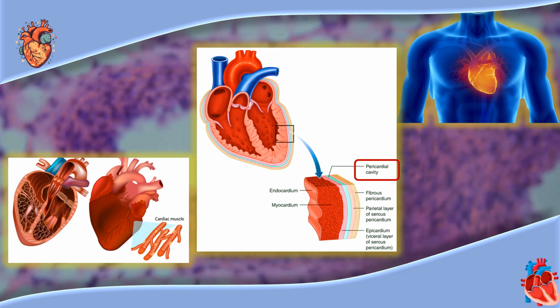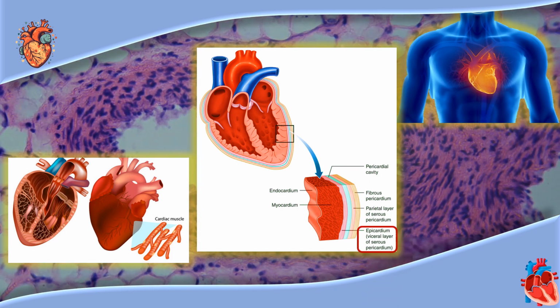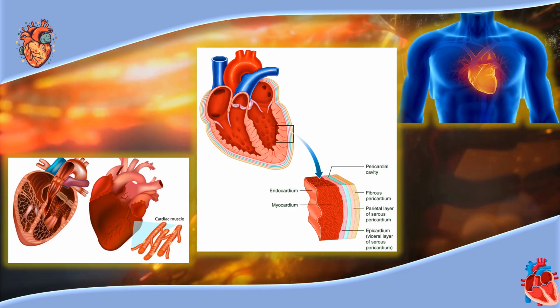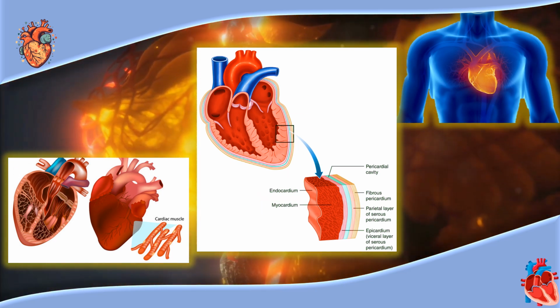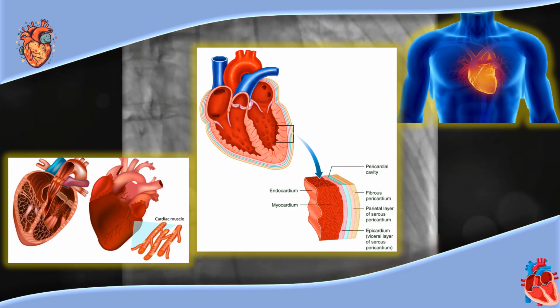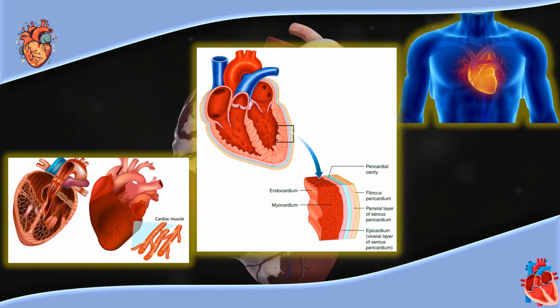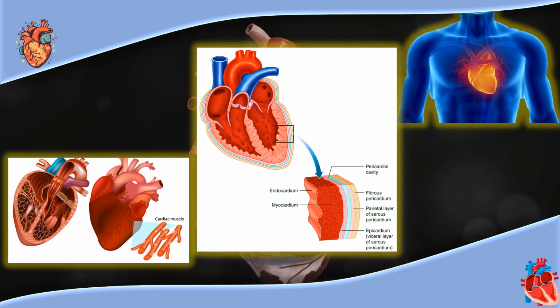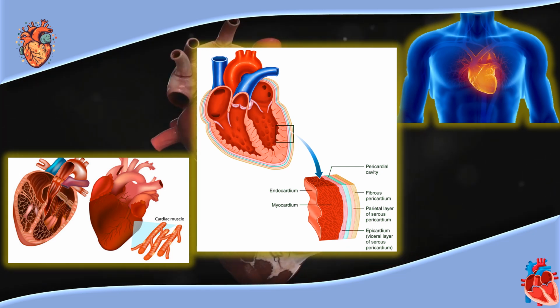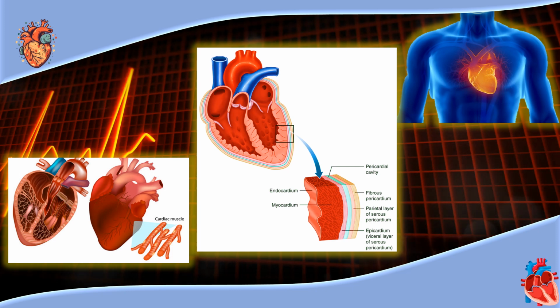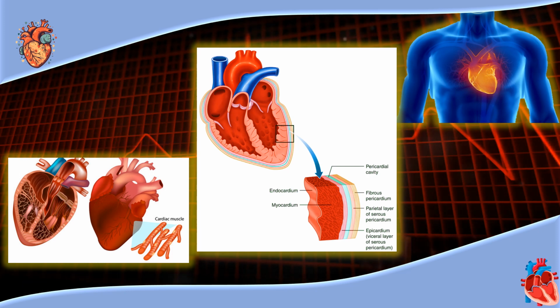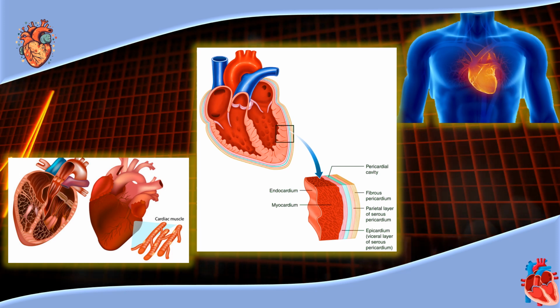Pericardium protects the heart, prevents it from overextension. The wall of the heart is composed of 3 layers: epicardium, myocardium and endocardium. Epicardium is the outermost layer, a thin layer of connective tissue. Myocardium is the middle layer, made of cardiac muscle cells that contract to pump blood. Endocardium is the innermost layer, a thin layer of epithelial tissue that lines the heart's chambers and valves.